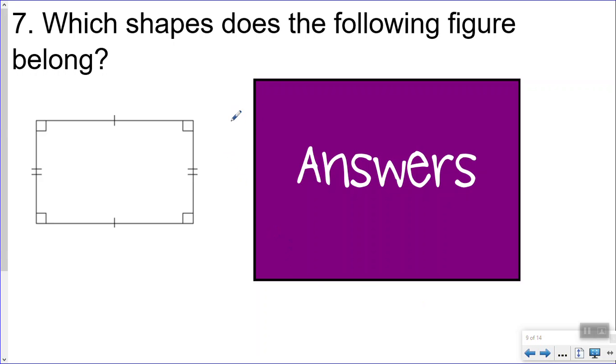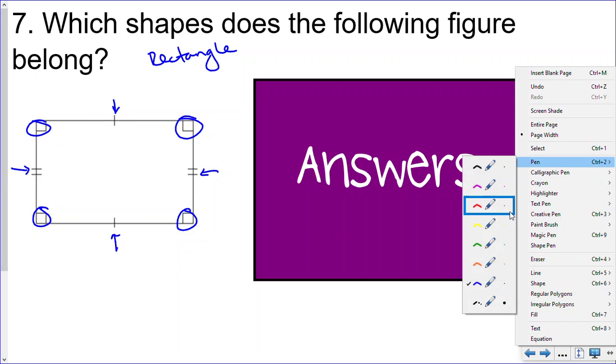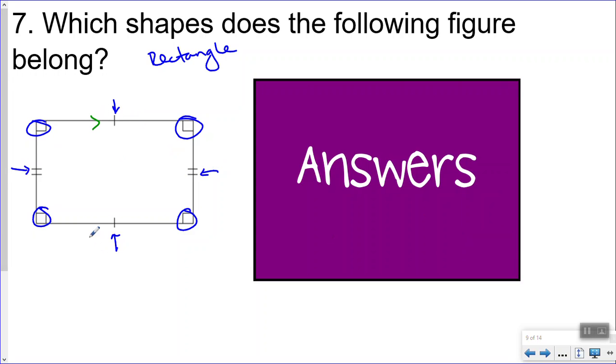All right. Go ahead and pause the video and see if you can identify all the groups that this shape belongs to. All right. So again, the first thing that I notice with this shape is that we have those 4 right angles. So that's going to be a rectangle. We also notice that we have opposite sides congruent, as well as opposite sides parallel. Those opposite sides are never going to intersect. So that means that this is a parallelogram.